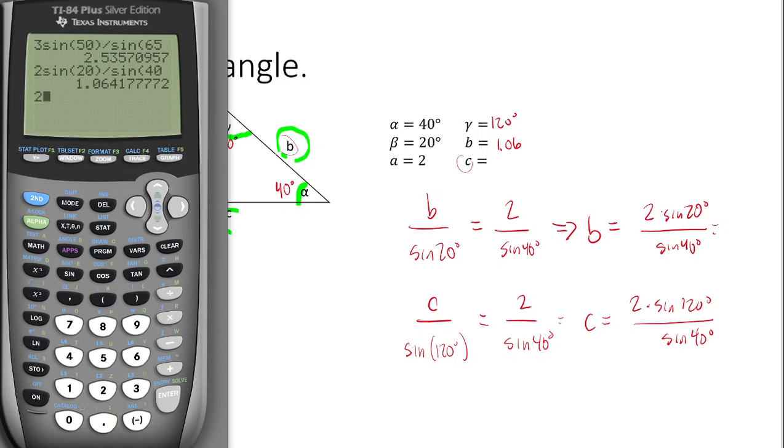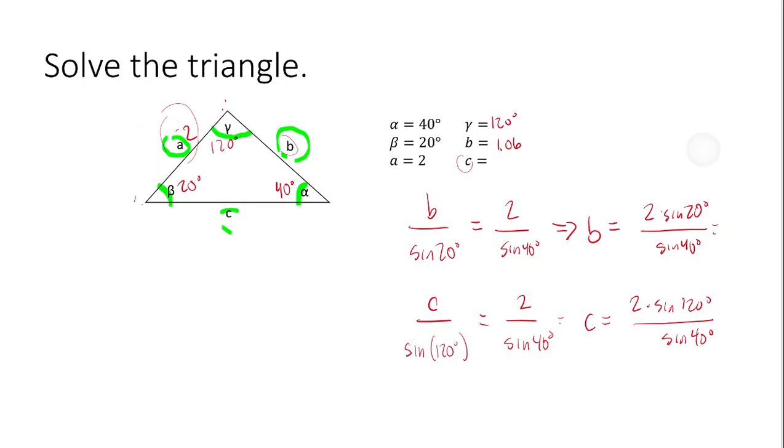2 times the sine of 120 degrees divided by the sine of 40 degrees. Sine of 40 is equal to 2.69. Oh, we're still in highlighter mode. 2.69, yes. So that should make sense. It's significantly larger than the other triangles. Cool. All right, now let's do the last problem.